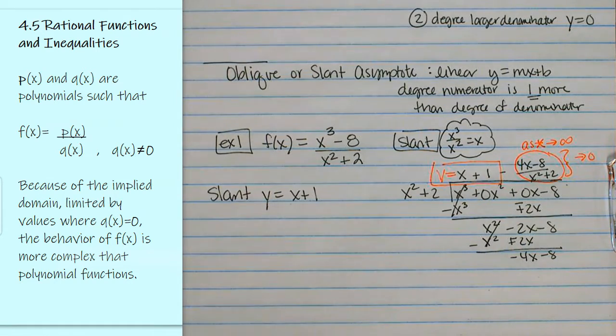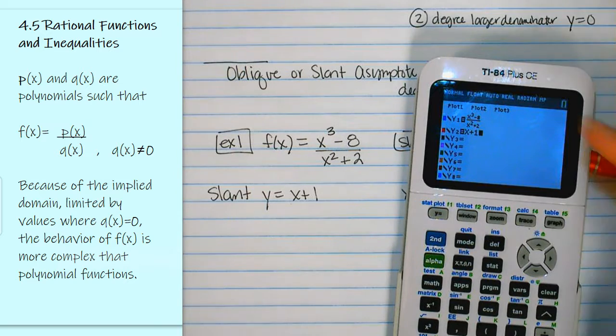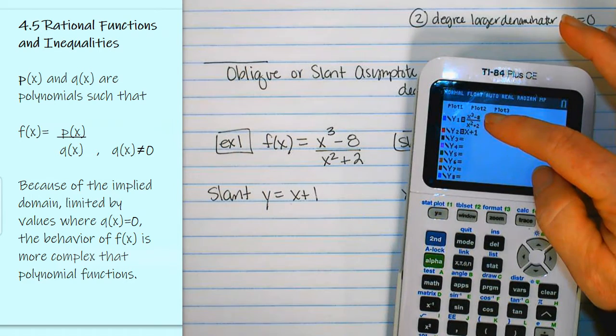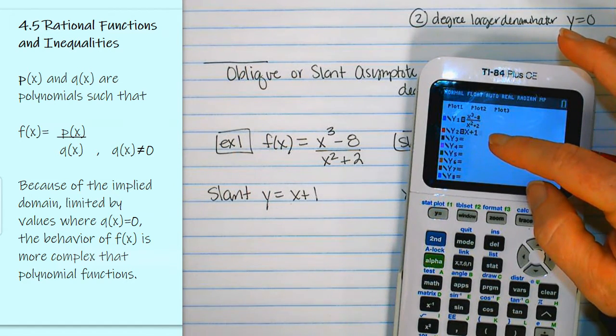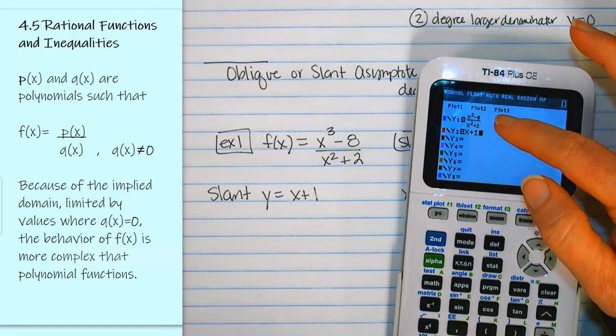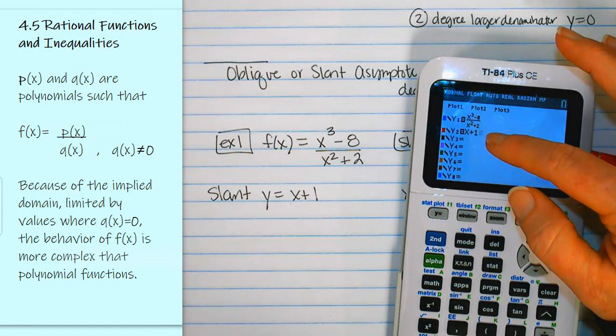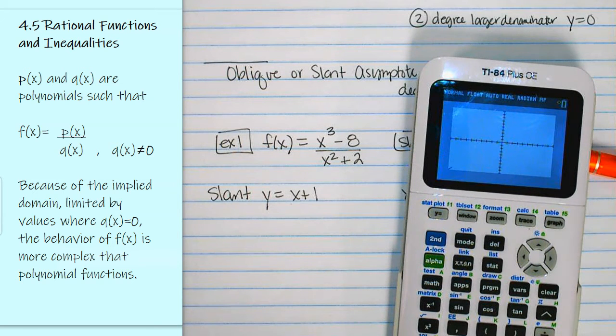So we'll put this in and see what it looks like. All right, so notice I put in my rational function with a degree one higher on the top. I put in my line y equals x plus 1, and I'm suggesting that as x gets really, really large, this line will describe my end behavior. So there's my function. It doesn't have a vertical asymptote, but the x cubed minus 8 made it change a little bit. And you can see the function follows my x plus 1 really closely. And as I get really, really far out, it's going to be an even better estimate of my line.